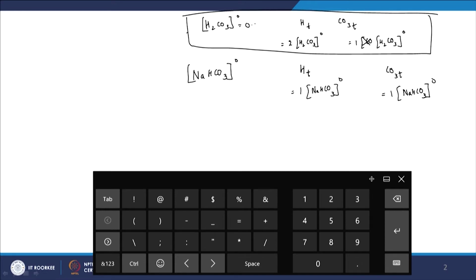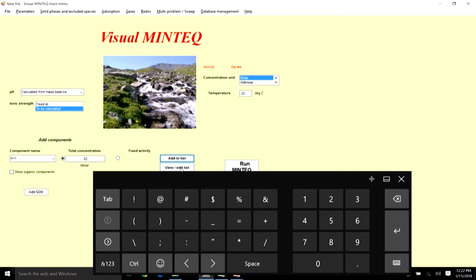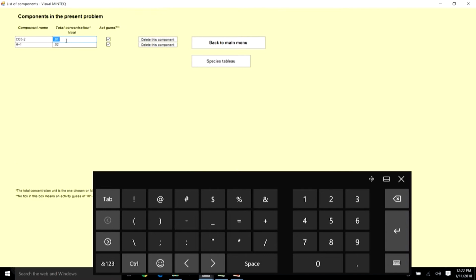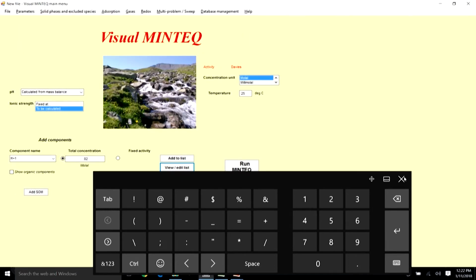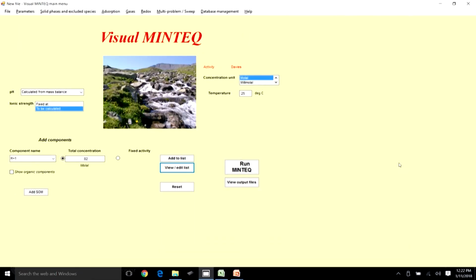Again, for this particular VMINTEQ example, I am looking at the scenario when H2CO3 concentration is equal to 0.01 molar. So let us go back to VMINTEQ here and look at the view edit list. CO3 total is 0.01 molar, so there will be a minor error because these are molar units and not molal, and H plus is 0.02. So back to the main menu. It is a closed system, so no gas is present in that particular case.